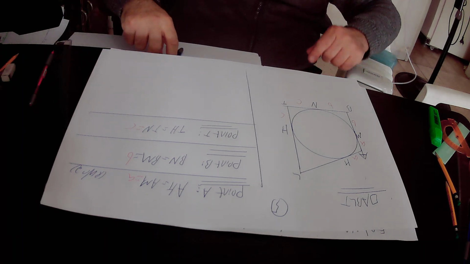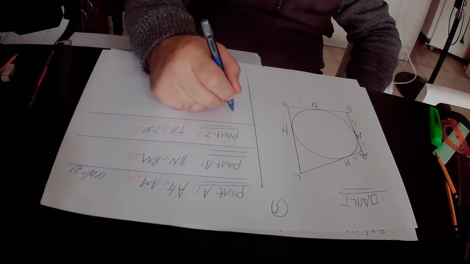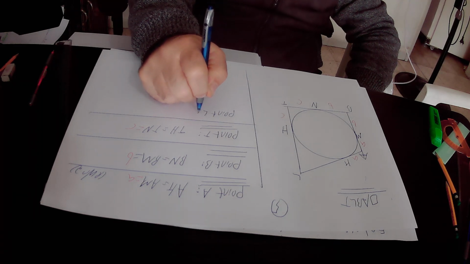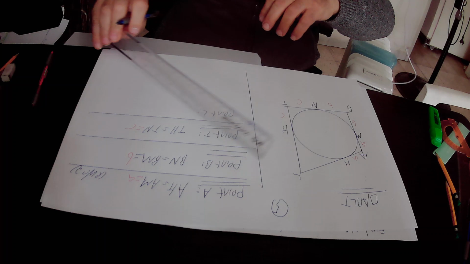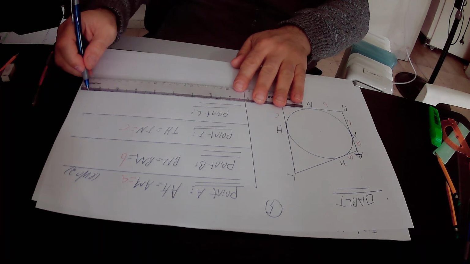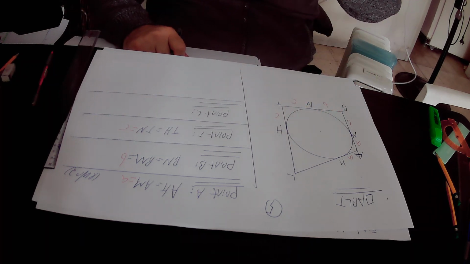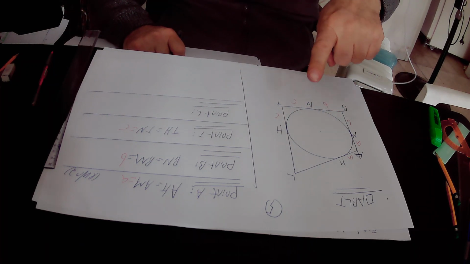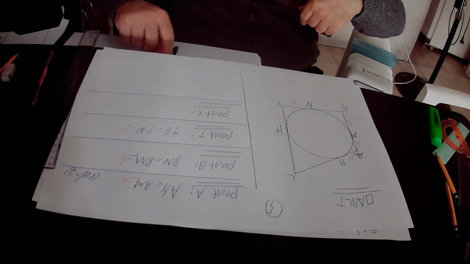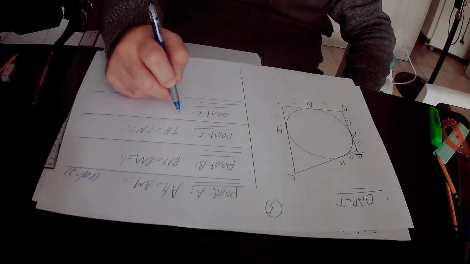And finally, we'll focus on this common external point, point L. From the common external point, point L, we have two tangents to this circle, tangent LK and tangent LH, and according to rule 2, they are equal to each other. That is to say, LK equals LH.